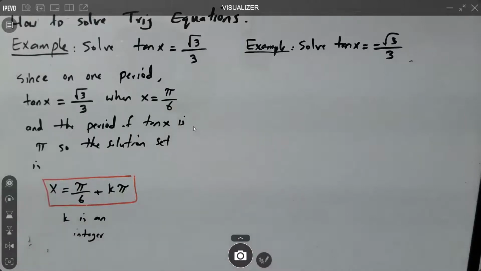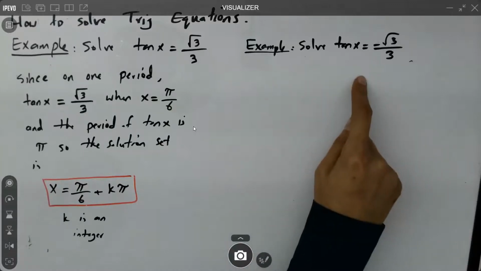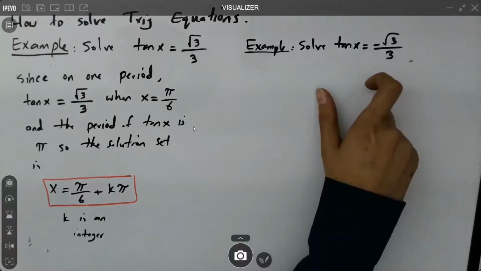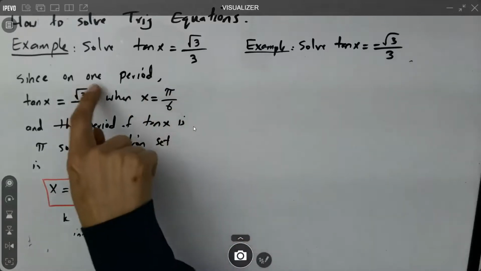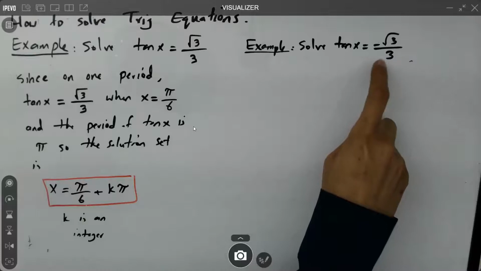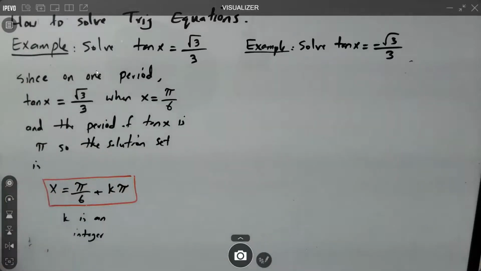There you go. What about this guy here? If I were to solve tangent x equals negative square root of 3 divided by 3, what should I do? I need to look at the tangent and the line negative square root of 3 divided by 3 on decimals to find the angle.